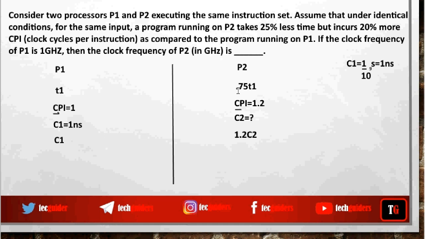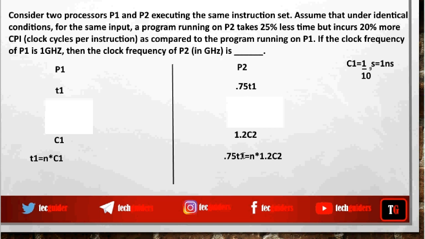Now how to connect both of these? This is the time taken to process the entire program, and this is the time taken to process one instruction. Suppose there are n instructions, then T1 is equal to n into C1. We are executing the same set of instructions on processor P2. The total time taken is 0.75 T1. Time taken to process one instruction is 1.2 C2. Hence, 0.75 T1 is equal to n into 1.2 C2.